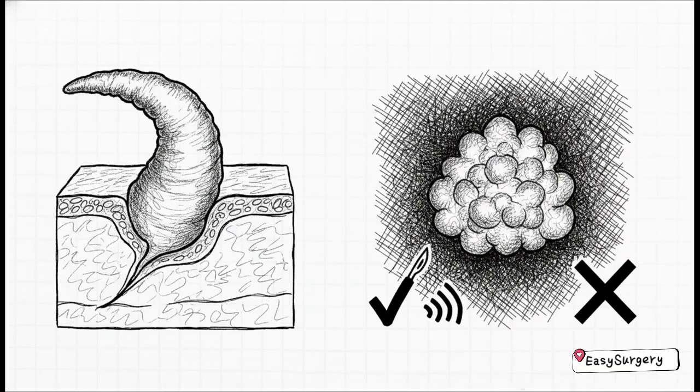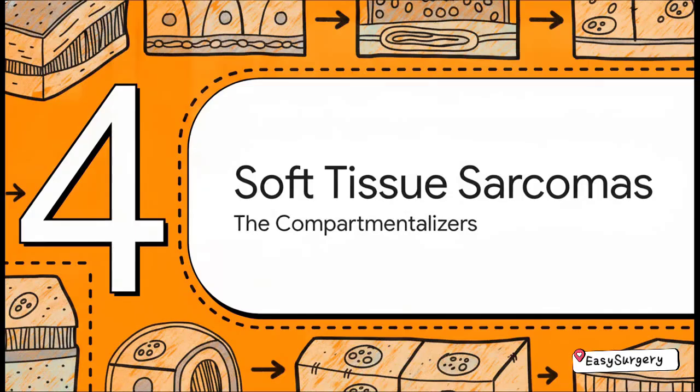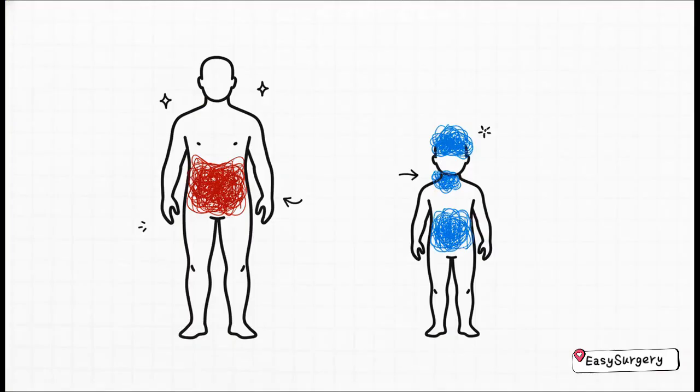Because of this, surgery is the preferred management. You must explicitly avoid radiotherapy here. Let's move to our final chapter and see how this all builds together. Section 4, Soft Tissue Sarcomas, or the Compartmentalizers. Time for some rapid-fire facts.